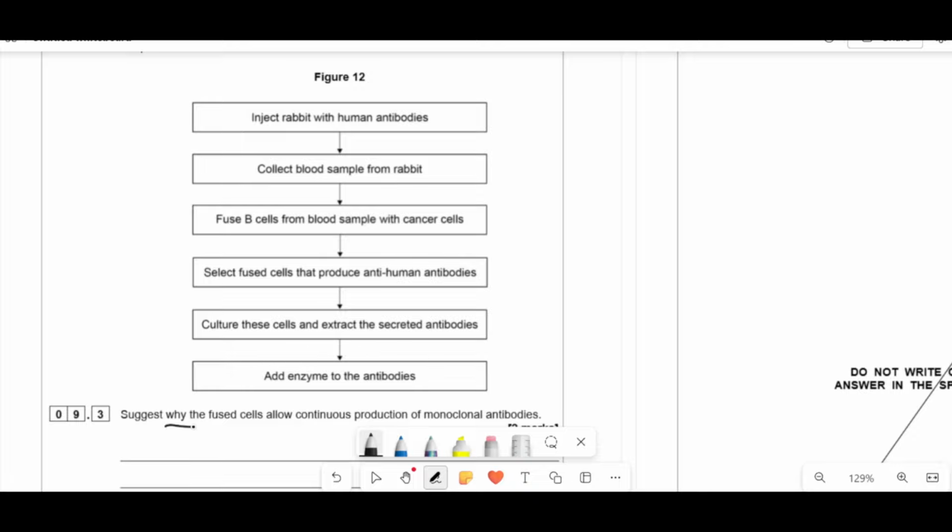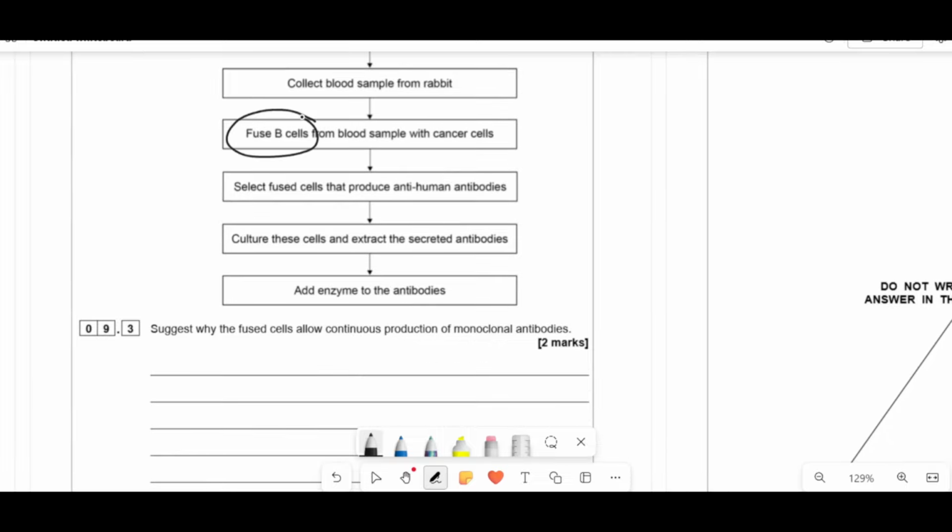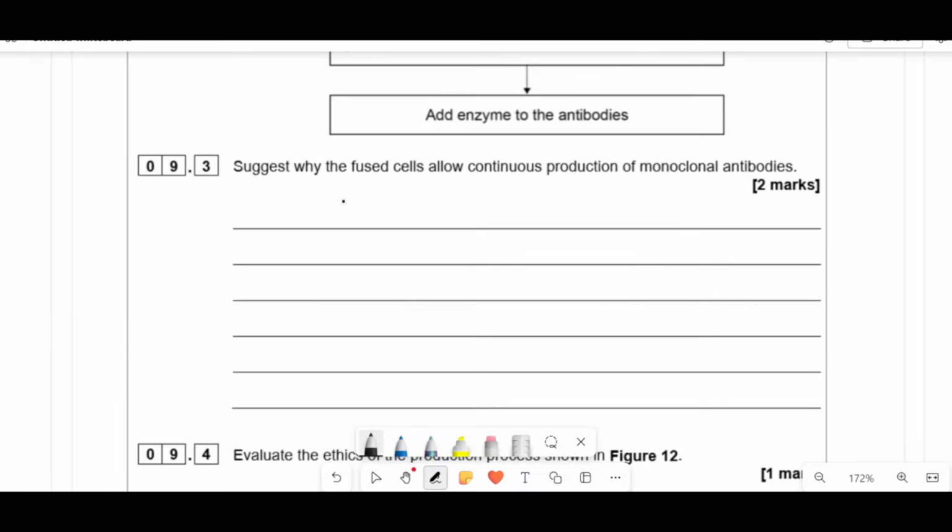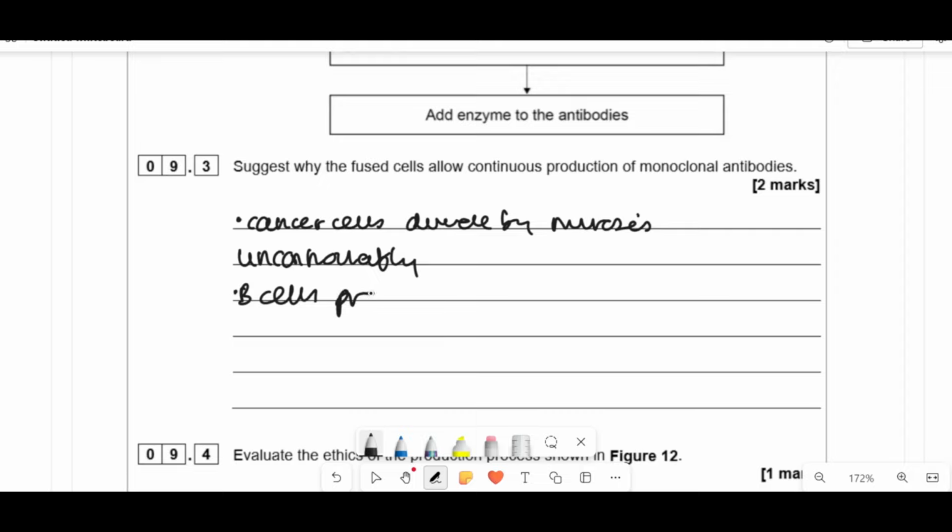It says, suggest why the fused cells allow the continuous production of monoclonal antibodies. Look at what a fused cell is. It's the B cells from the rabbit with cancer cells. So for some reason, sticking B cells and cancer cells together means you're going to get indefinite antibody production. Cancer is uncontrolled cell division. So these cancer cells divide by mitosis uncontrollably, right? But that doesn't make the antibodies part. The B cells produce the antibodies. So if you've got these fused cells constantly making antibodies and dividing uncontrollably by mitosis, they'll be making loads forever. So there you go.